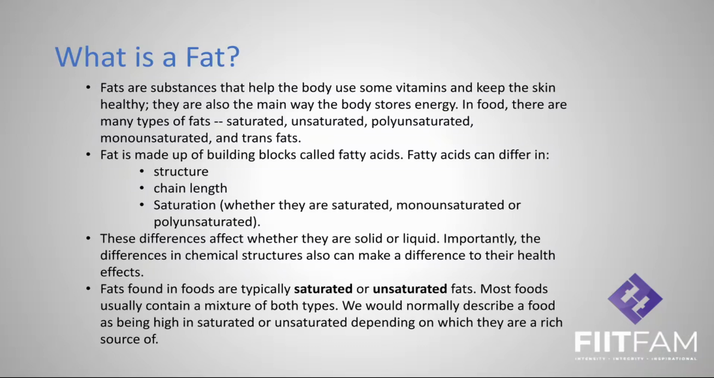Fatty acids can differ in structure, chain length, and saturation. These differences affect whether they are solid or liquid. Importantly, the differences in chemical structures can also make a difference to their health effects. Fats found in foods are typically saturated or unsaturated fats. Most foods usually contain a mixture of both types. We would normally describe a food as being high in saturated or unsaturated fat depending on which they are a rich source of. Healthy fats versus unhealthy fats.